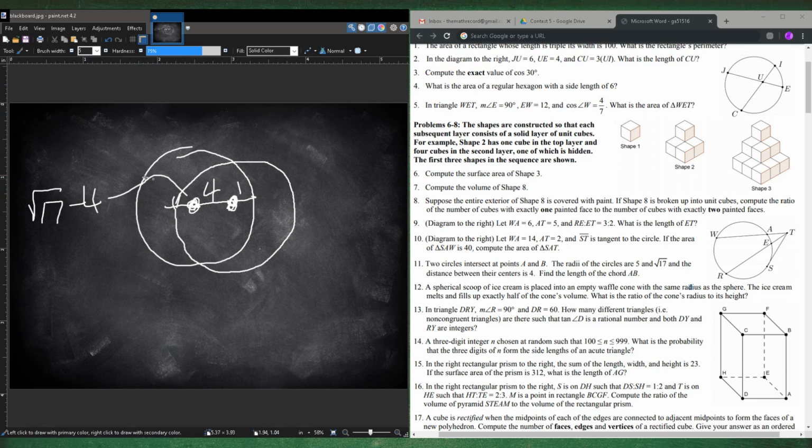So basically now we just have to get the line. This is a really bad picture. Let me just redraw this.